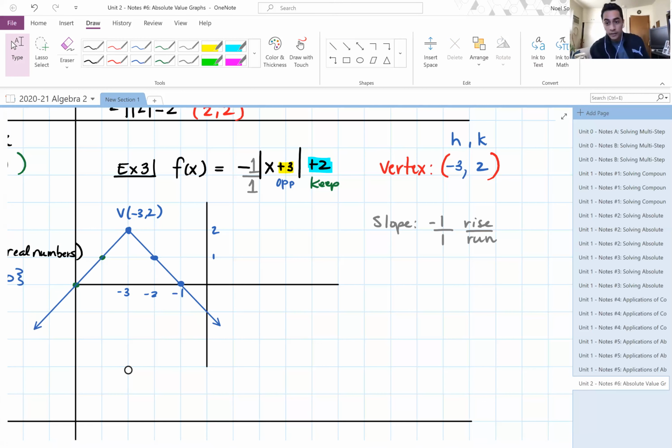Find your vertex, find the A value. Your A value will be your slope. In this case, it was a negative, so we squeezed the 1 in there, -1. -1 over 1, that's my slope. Go down 1 to the right 1, down 1 to the right 1. And then do it to the left side, down 1 to the left, down 1 to the left.